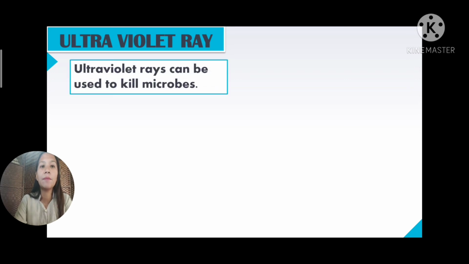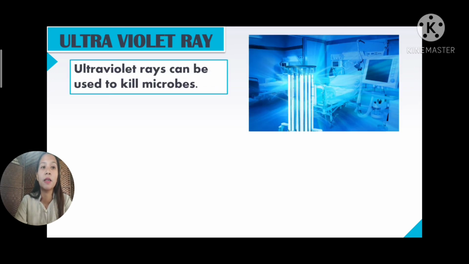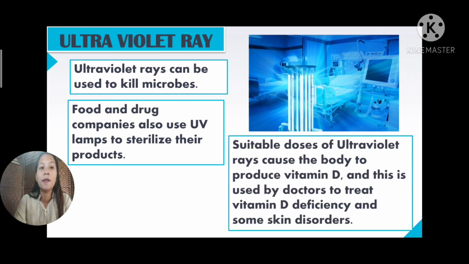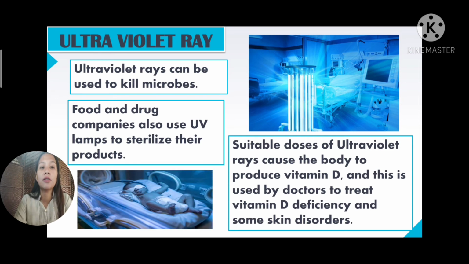Ultraviolet rays can be used to kill microbes. It is also used by food and drug companies to sterilize their products. And suitable doses of ultraviolet rays can cause the body to produce vitamin D, and this is used by doctors to treat vitamin D deficiency and some skin disorders.